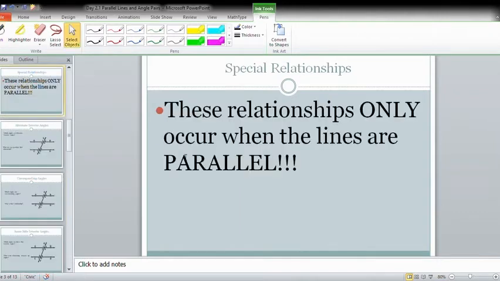All right. So why are we talking about parallel lines? Because all of these relationships we are about to discuss will not occur unless lines are parallel. This is very, very important. So none of these relationships we are about to discuss will happen unless lines are parallel.